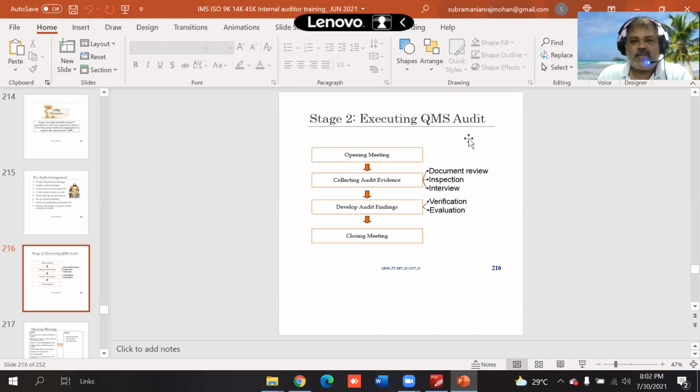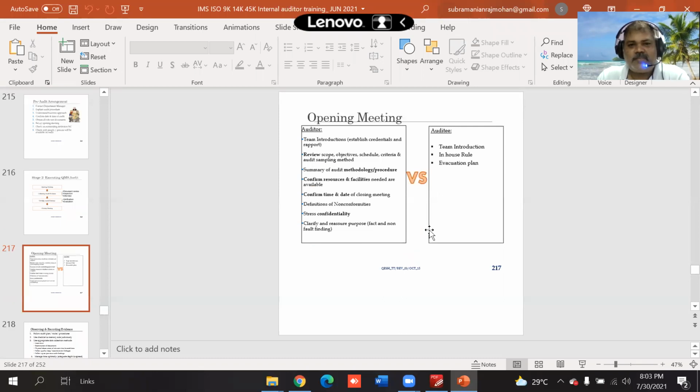Okay, executing the QMS audit. That means the opening meeting, then collecting audit evidence. How are you going to collect evidence? Document review, DR; inspecting the site, physical inspection, PI; and interviewing personnel, IP. How do you develop audit findings? Based on verification and evaluation. After that, you go for the closing meeting. So this is the normal process.